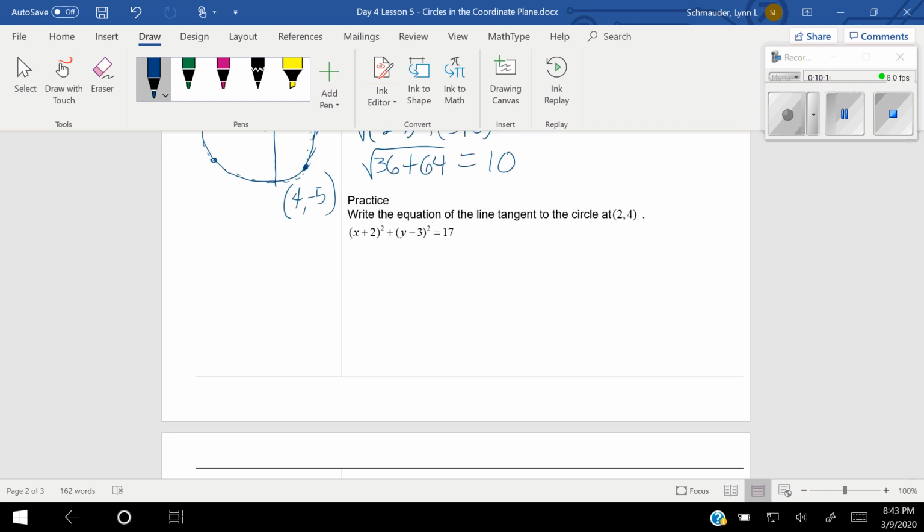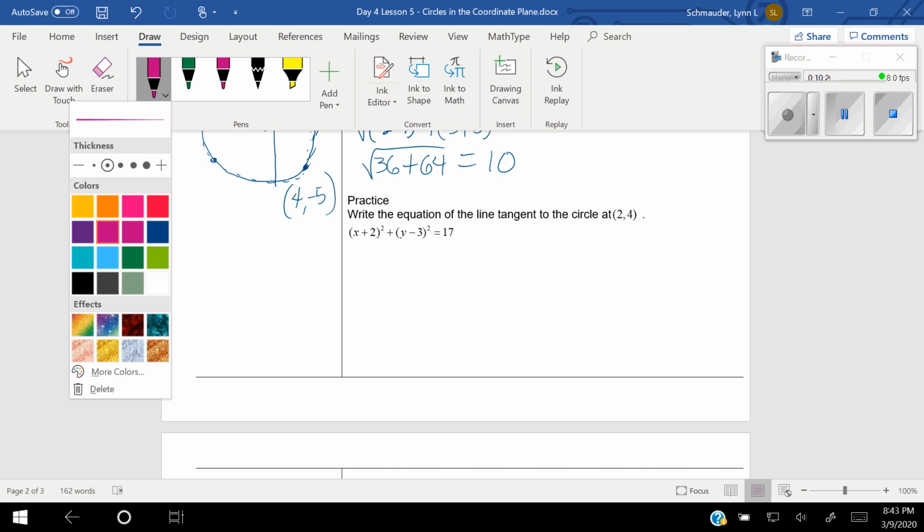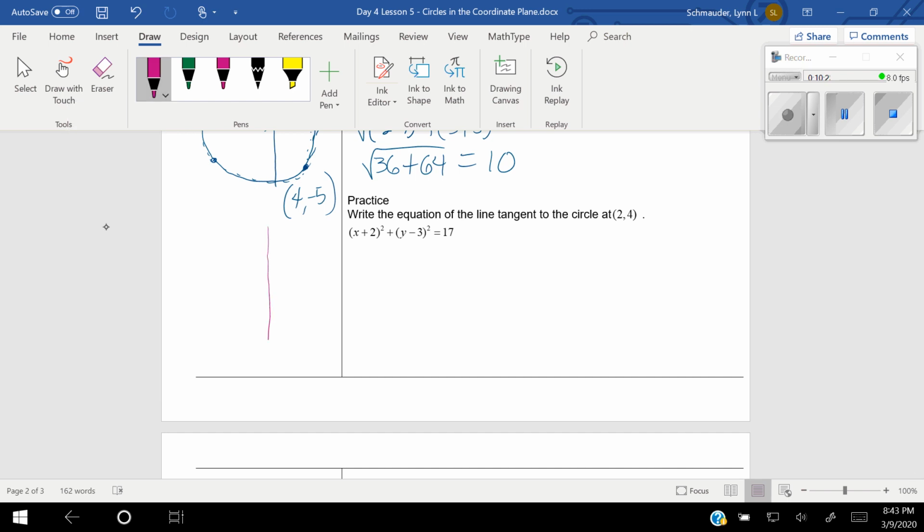Ooh, this one's different. This looks like a good one. Let's figure this one out. Write the equation of the line tangent to the circle. Let me change colors here so we don't get confused. All right, let's see what we got here. All right, what is our center? Our center is negative 2, 3, because h is negative 2, k is 3. So there's the center.